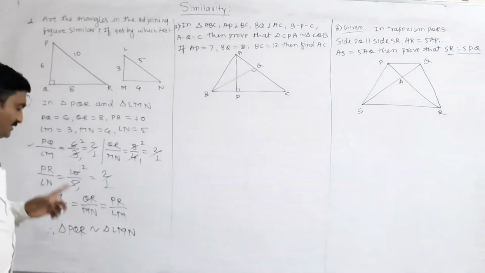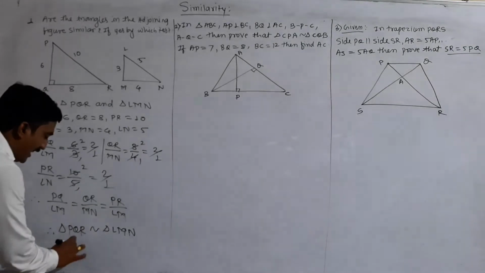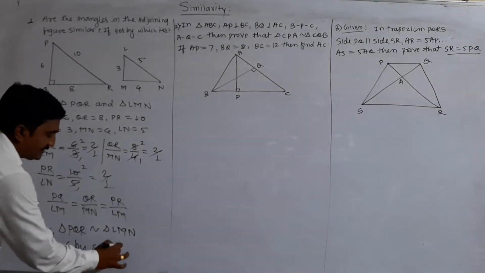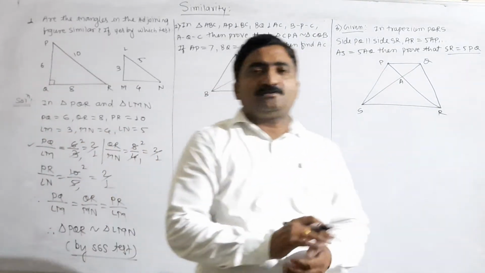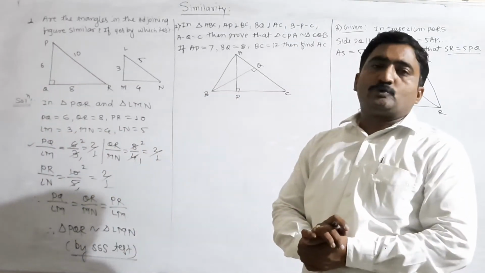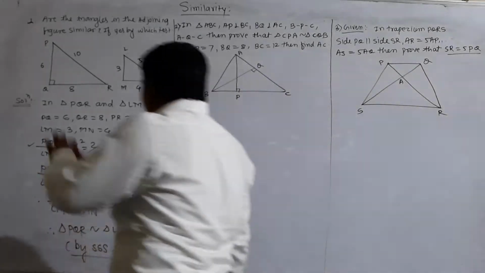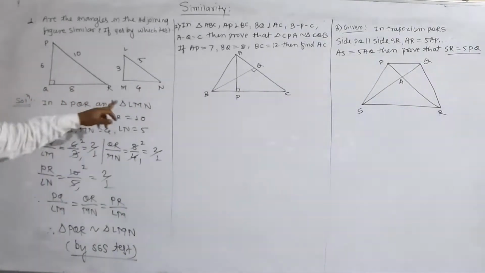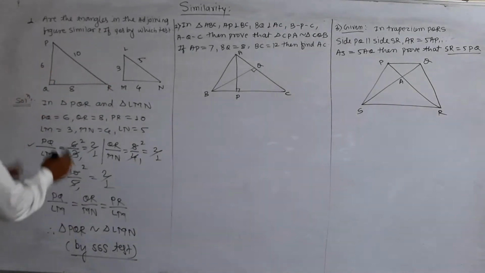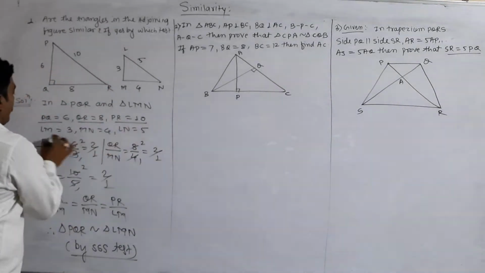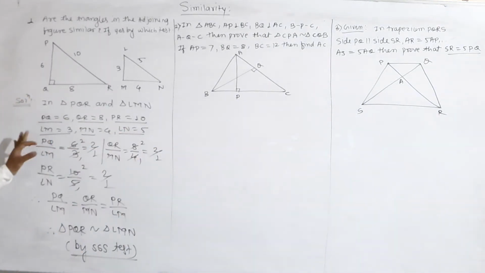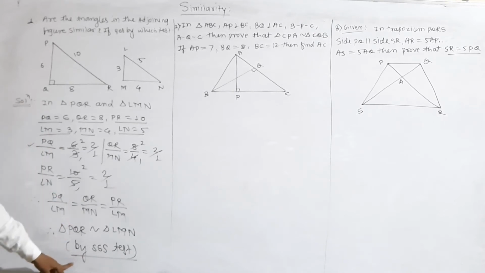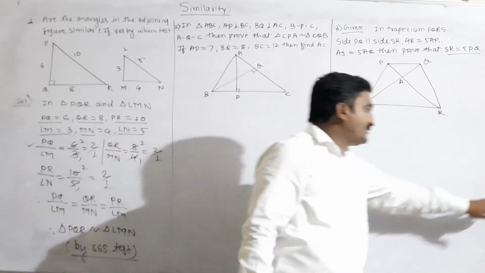But by which test? These two triangles are similar, but by which test? Yes, this is the solution of the first problem. First, write the given things in triangle PQR and triangle LMN. These are the given values of sides, and then by calculating their ratios, the ratios of corresponding sides are equal. Therefore, the triangles are similar. By which test? By SSS test.